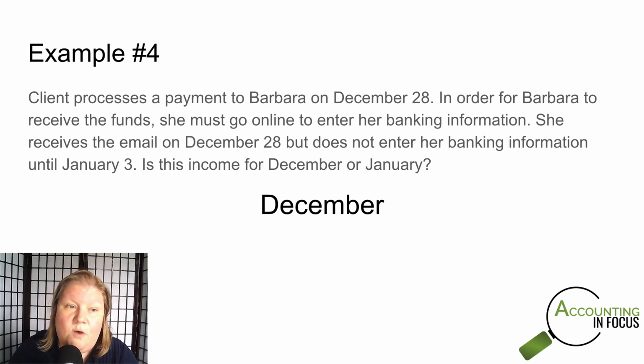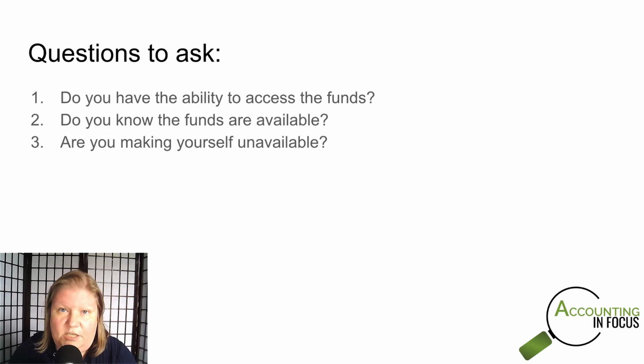Okay. So I want you to think about a couple of questions that you should ask if you're trying to make the determination: is this income in 1 year or the other, or 1 month or the other? Okay. So do you have the ability to access the funds? Right? So do you have a check in your hand? Do you have an email that says, hey, you've got these funds, click here to access them? Do you have the ability to get the money? Is the check ready for you? You just have to go pick it up.